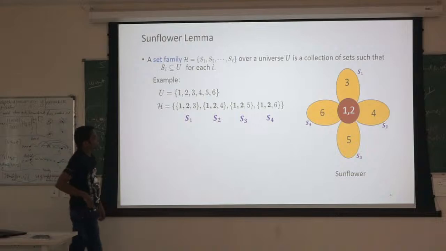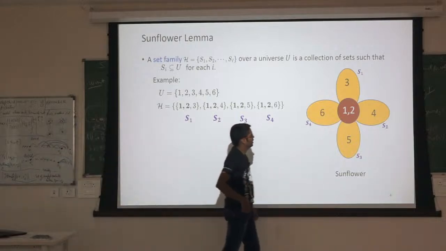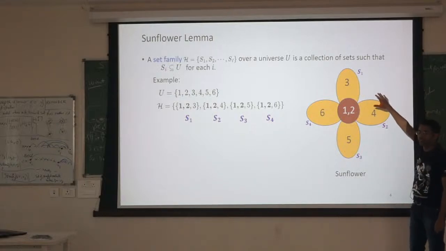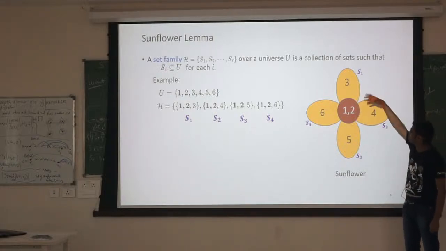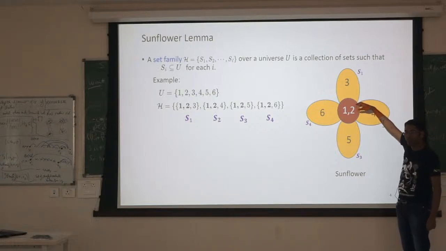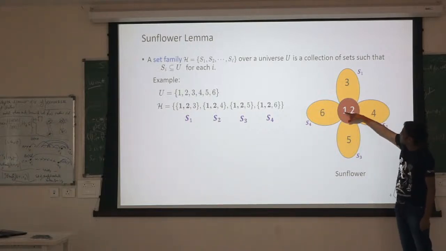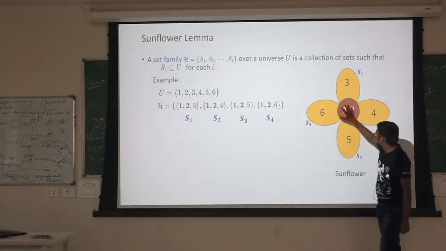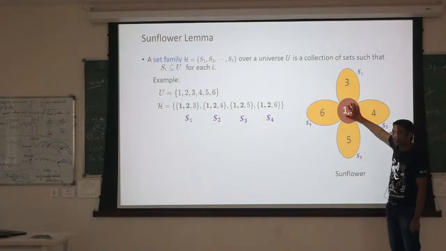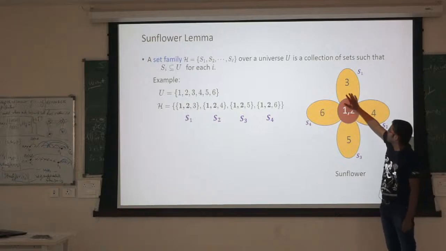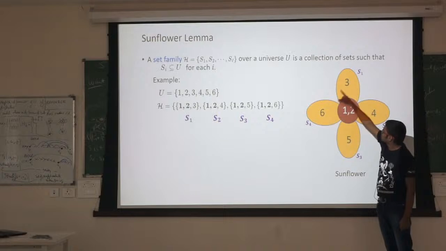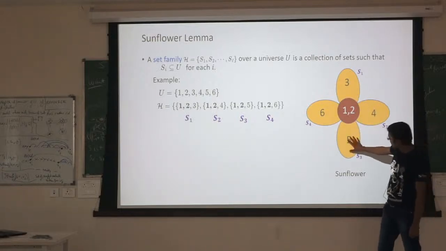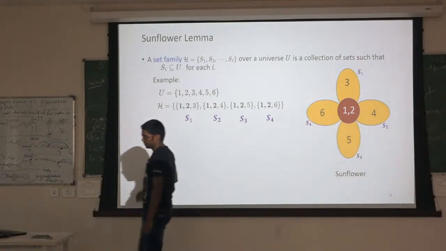Now, if you put this as set notation in the Venn diagram, it starts to look something like a sunflower. Note that all of them have 1, 2 as common vertices. So it forms something called the core of the sunflower, and the other things are disjoint. Note that all of them have 3, 4, 5, and 6. And this is called the petal, the yellow part.